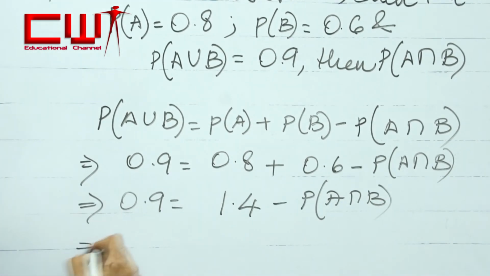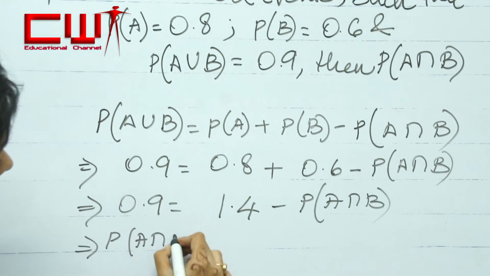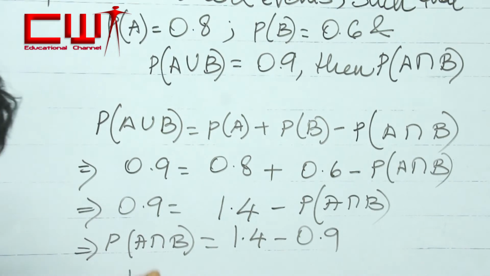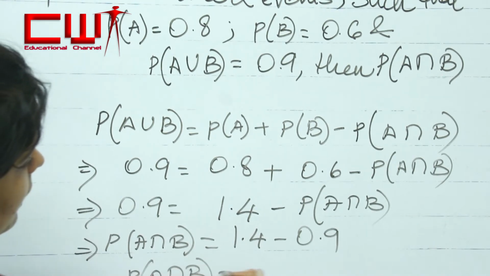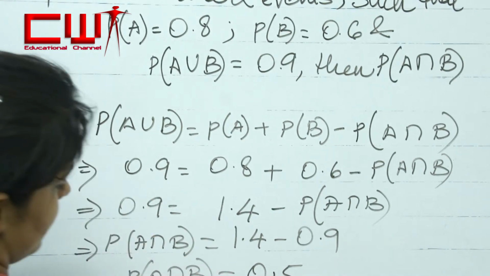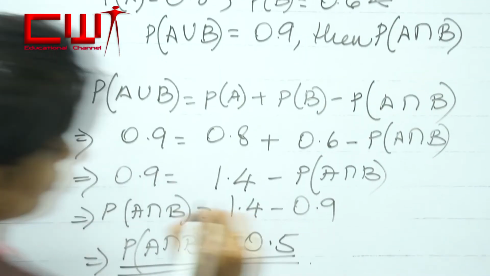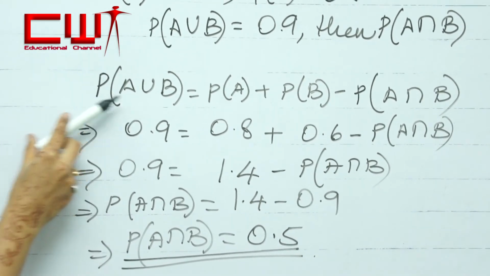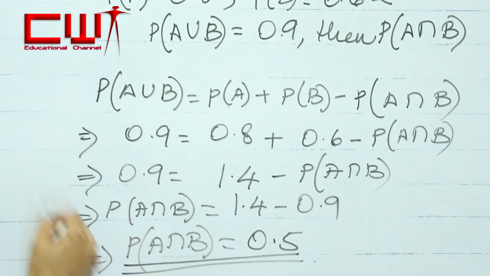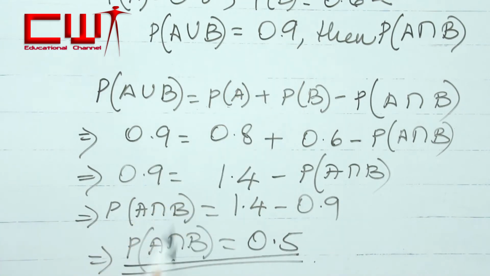Now take this to this side. Probability of A intersection B equals 1.4 minus 0.9, which will give you 0.5. Right? So this is how you will solve it. This is the final answer to the question. It was just a formula: probability of A union B equals probability of A plus probability of B minus the common part. So you will put in the numbers which are given in the question and you will find the final answer. This was the first question. We will move on to the next question, please.